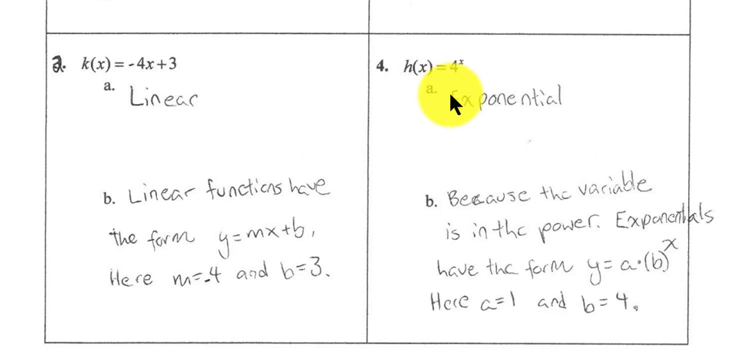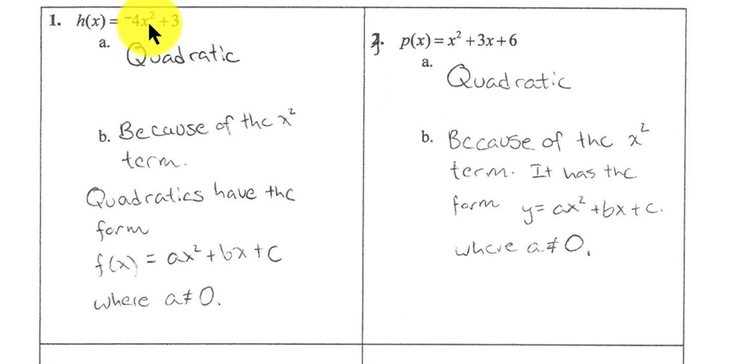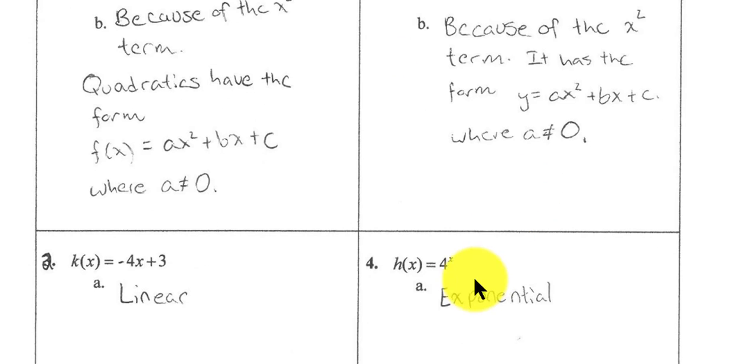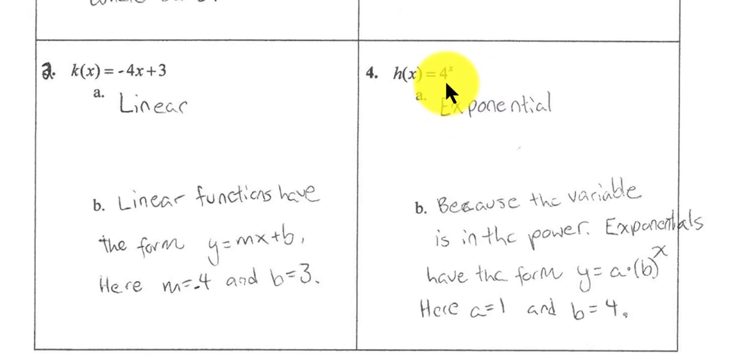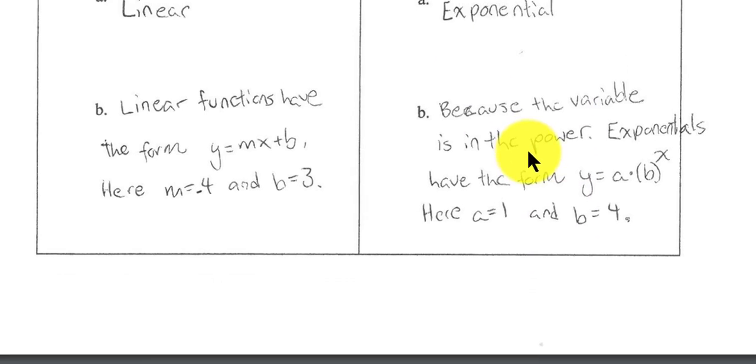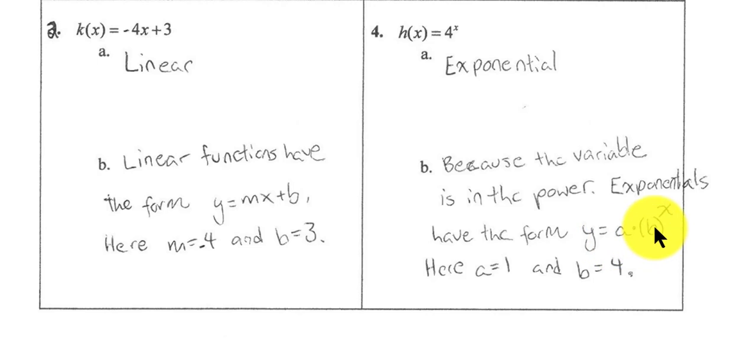And then the last one, we call this exponential because the variable is in the power. This is 4 raised to a variable. Here we had a variable raised to a number, that's fine. But here we have a number, 4, raised to a variable. That makes it exponential. And the form of the equation is ab to the x, so the b would be the 4. In this case, a would be 1.